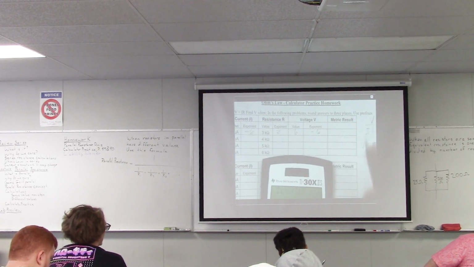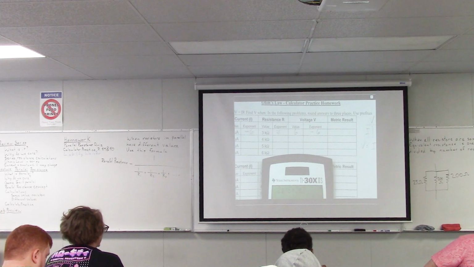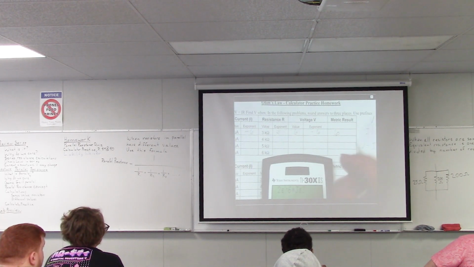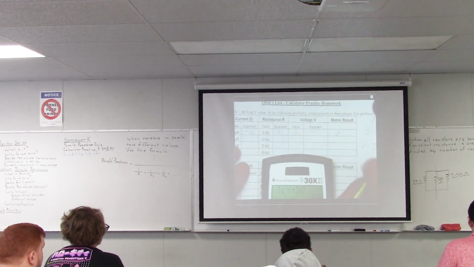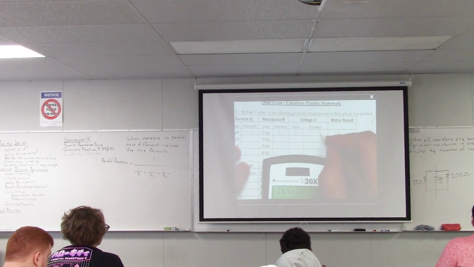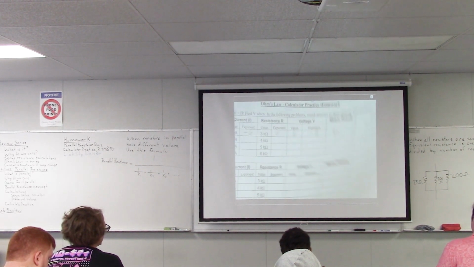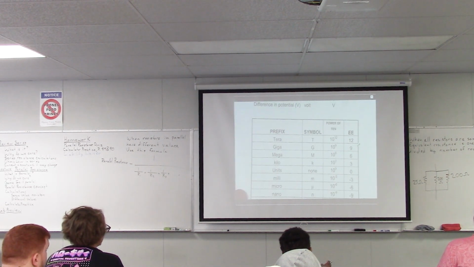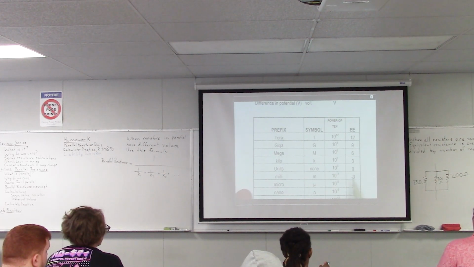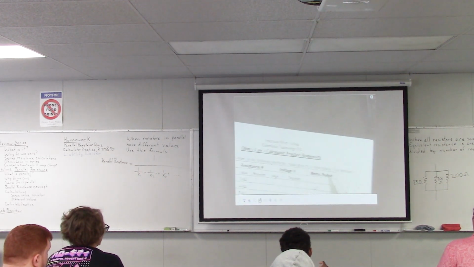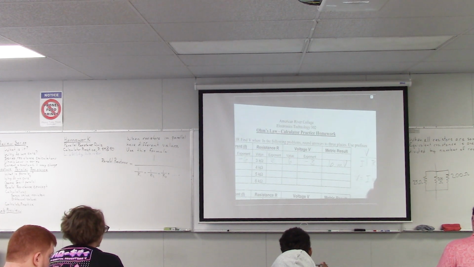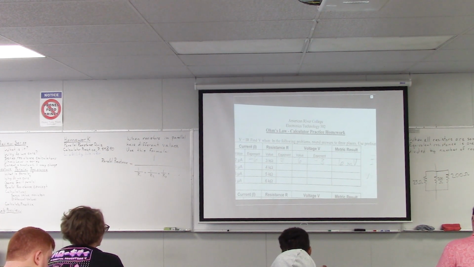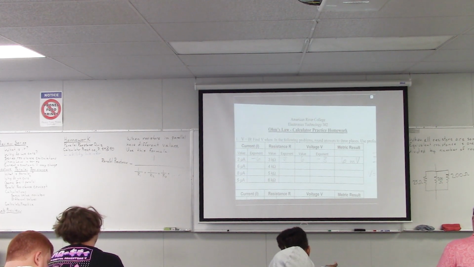And then the metric result is, we say that is 6, and then we have to look up what -3 means, and we go back to our table, and we see that -3 is milli. So that metric result would be 6 millivolts, because this is Ohm's law. So that's how we would do that.